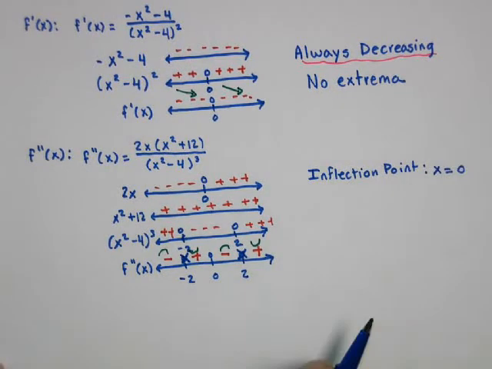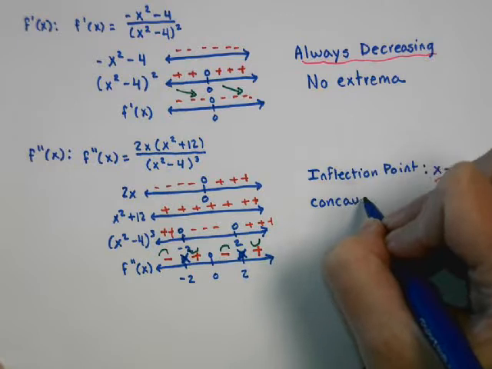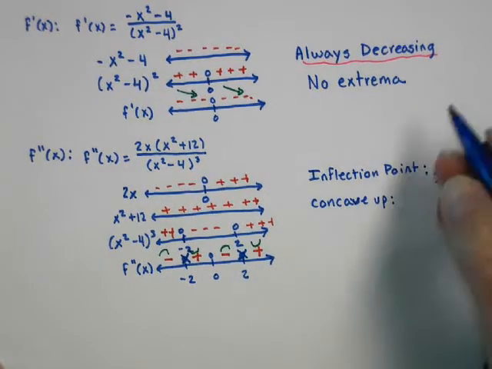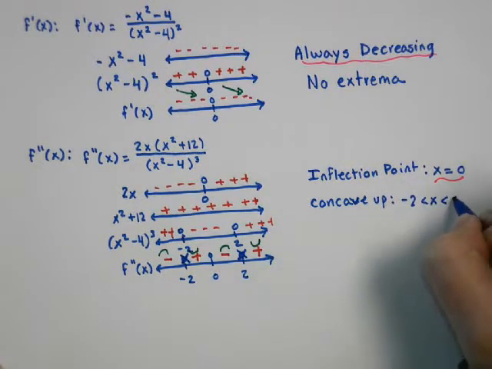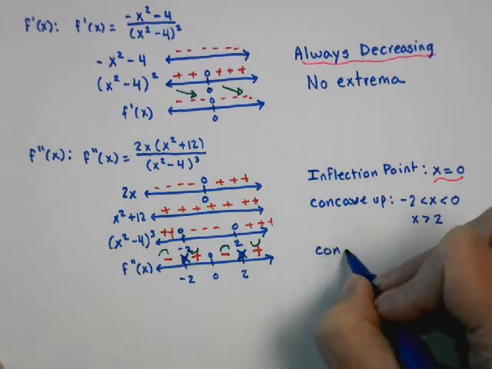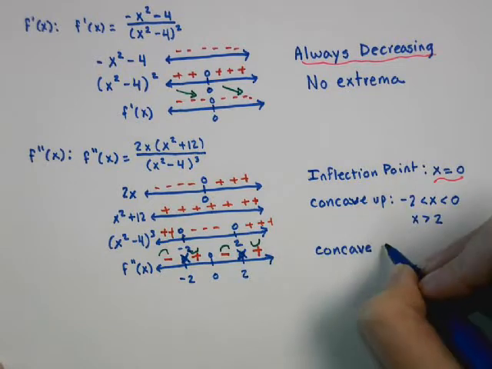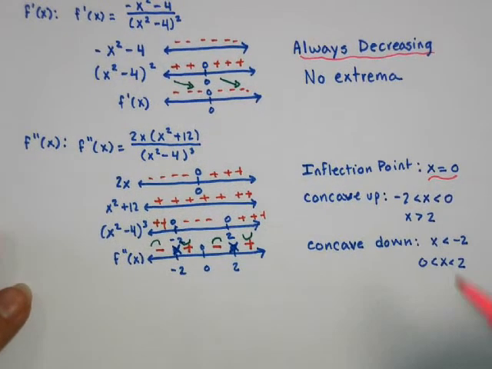This graph is going to be concave up between -2 and 0, and when x is greater than 2, it's going to be concave down when x is less than -2, and between 0 and 2. So all of this is useful information for our graph.